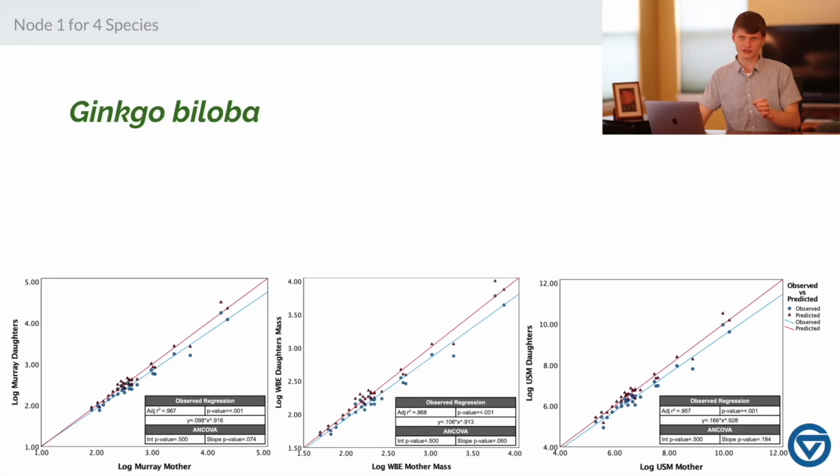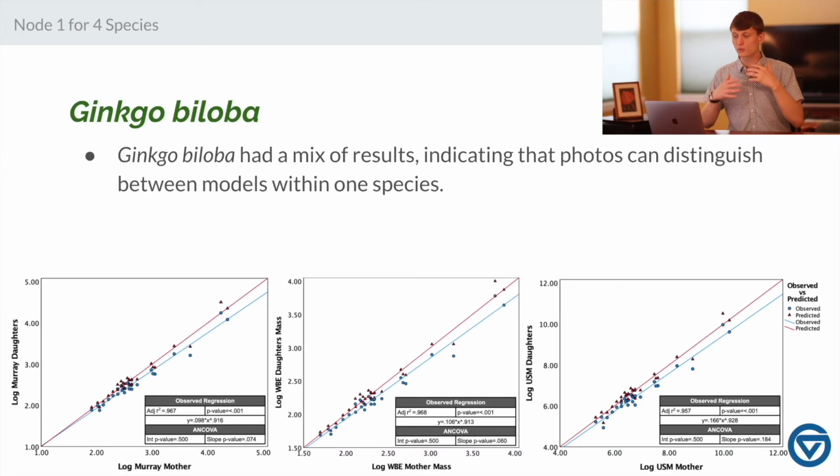But I want to get us back on track and move on to ginkgo biloba because it's really interesting. For ginkgo biloba, we had a mix of results and this indicates that photos aren't just distinguishing between species, but even inside of a single species, it could distinguish between the models. And I do want to just note again that here all our adjusted R-squared values are above 0.95, which has been a pretty consistent trend and really bolsters my confidence in this photographic method.